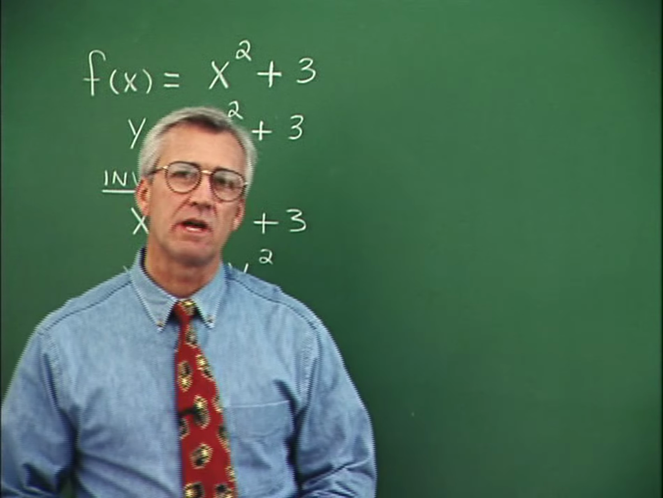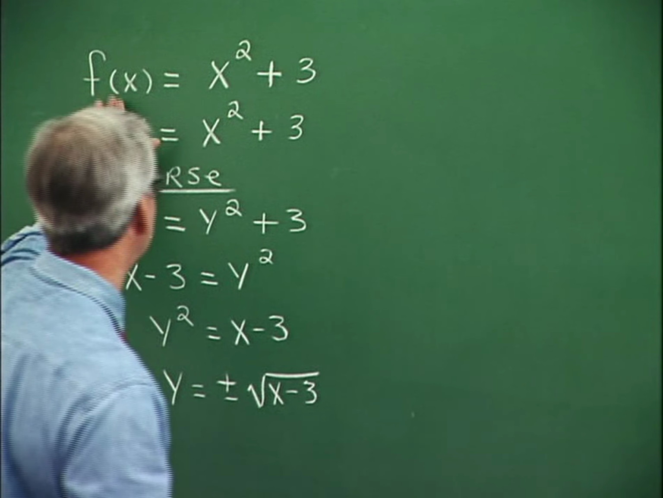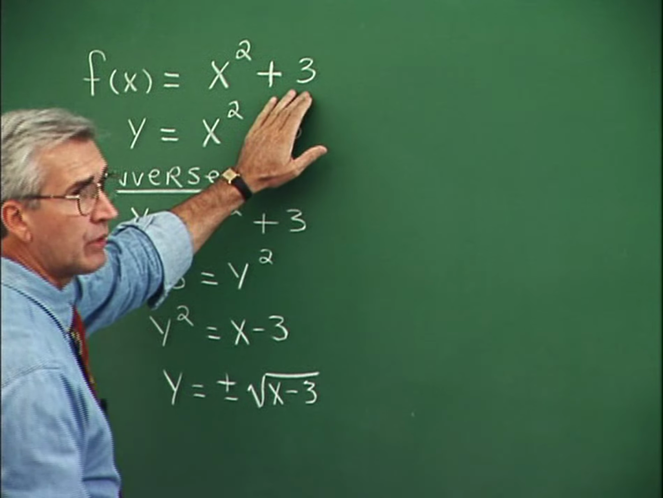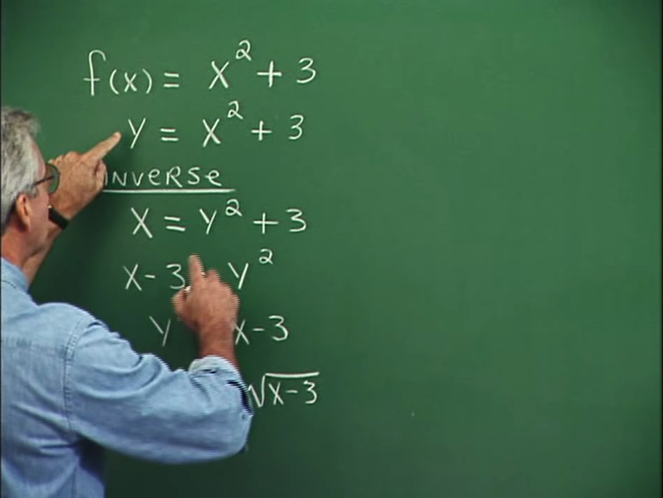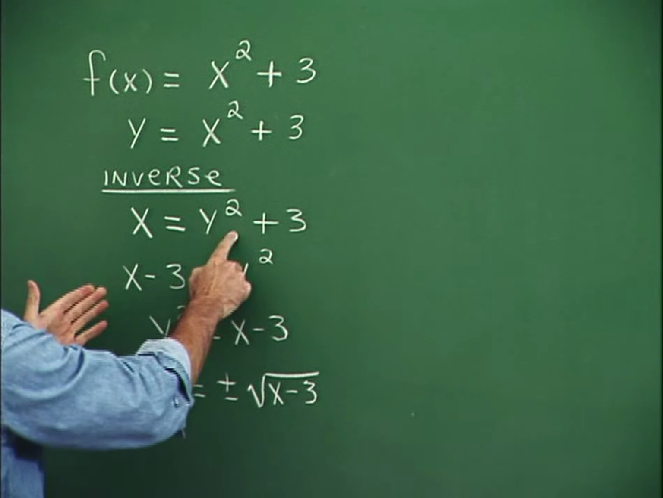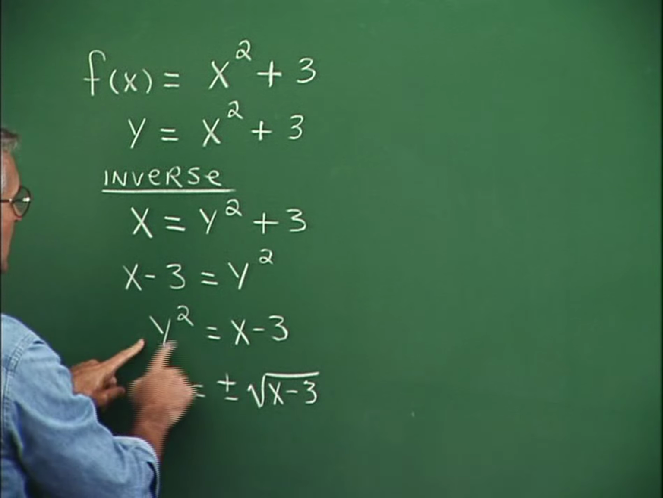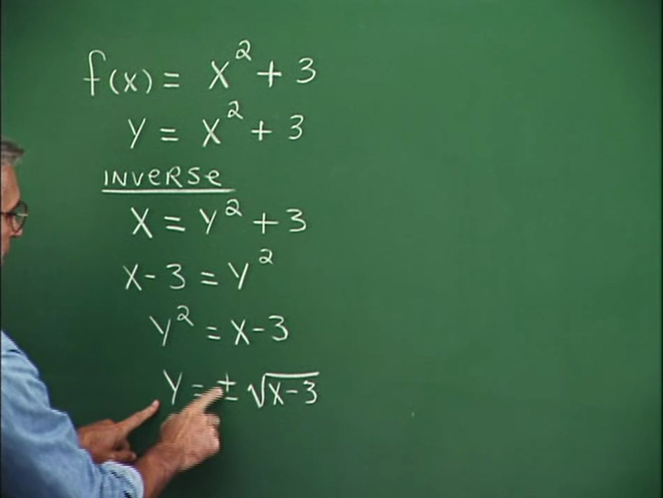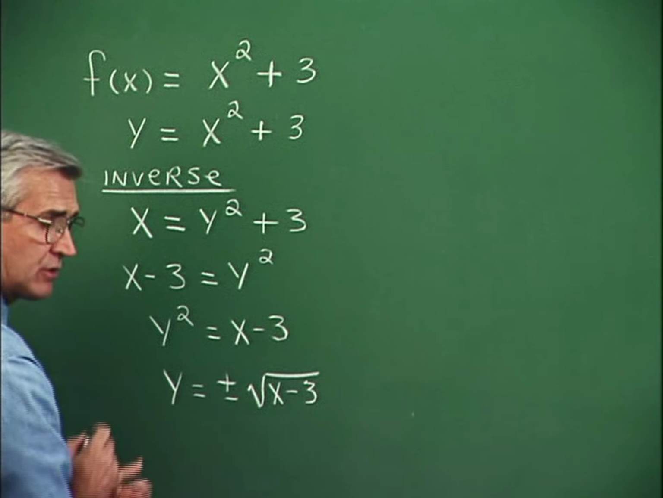Suppose we want to generate the inverse of f of x equals x squared plus 3. We would replace f of x with y. We would swap the x and y. We would solve for y. y squared is x minus 3, or y is plus or minus the square root of x minus 3.